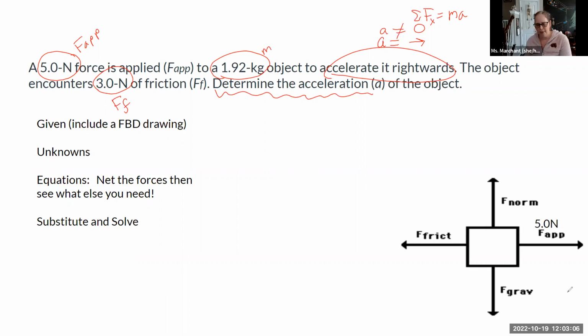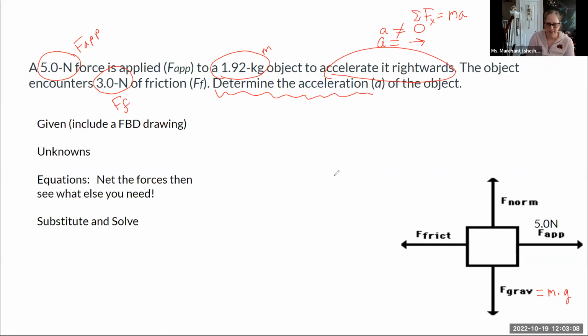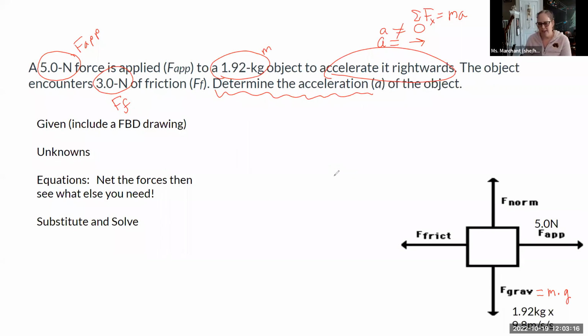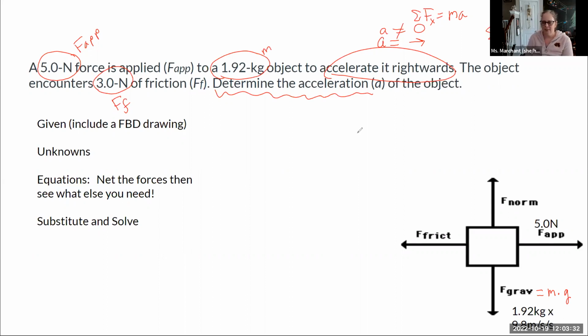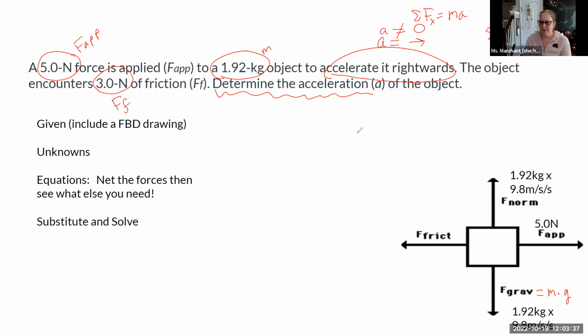Instead of the force of gravity, I don't see force of gravity in any of my labels, but what do I know? The force of gravity is equal to the mass times the gravity. I have the mass and I know the gravity because it doesn't say we're on a different planet. So I'll use Earth's gravity: 1.92 kilograms times 9.8 meters per second squared. Okay. Force of normal. Go back and read it. It's accelerating rightwards. Does it say anything about up and down? No. So the sum of the forces in the y for this problem is going to be 0, which means my force of gravity is equal to my force of normal because there is no acceleration in that direction. So there's no net force. They have to be balanced forces.